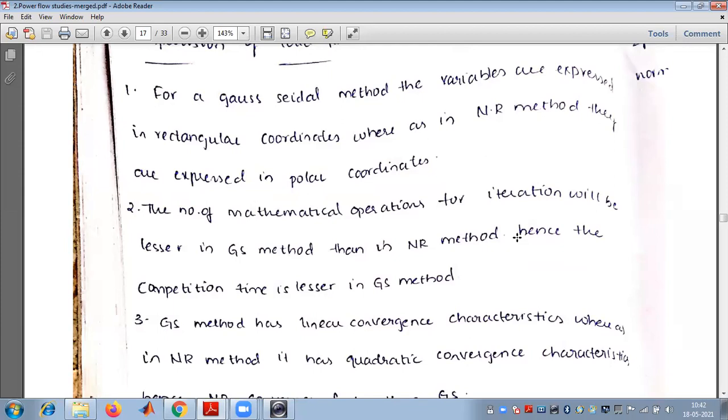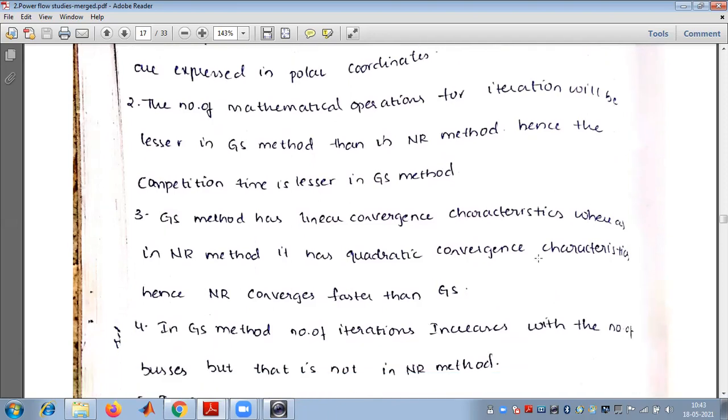Computation time is nothing but the number of mathematical operations per iteration. For one iteration, how many mathematical operations that particular solution may take. Whenever we are considering that, in this particular case, Gauss-Seidel is a superior method to Newton-Raphson. And later, the third one, the convergence characteristics.